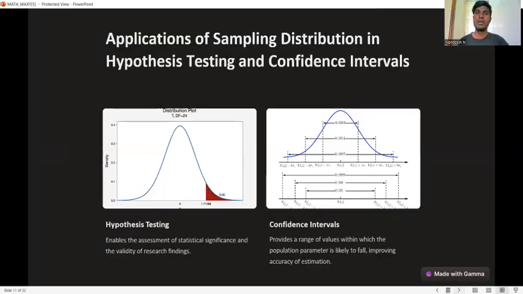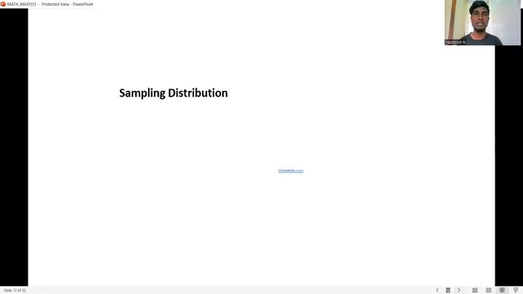Applications of sampling distribution: hypothesis testing and confidence intervals. Hypothesis testing enables the assessment of statistical significance and validity of research findings. Confidence intervals provide a range of values in which the population parameter is likely to fall, improving the accuracy of estimation.